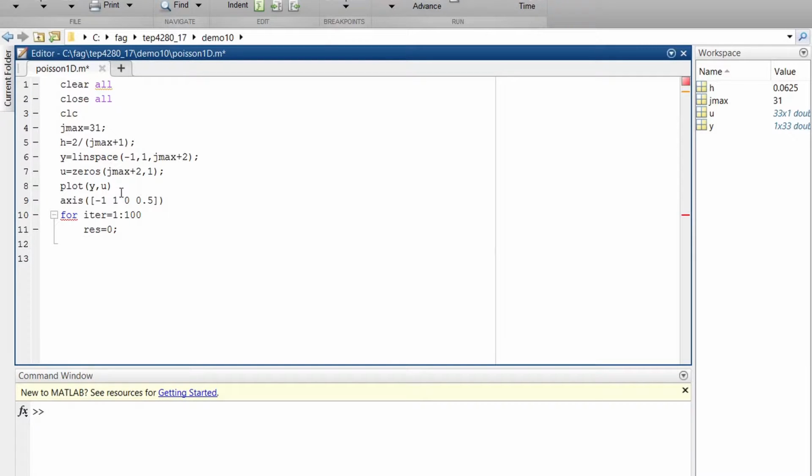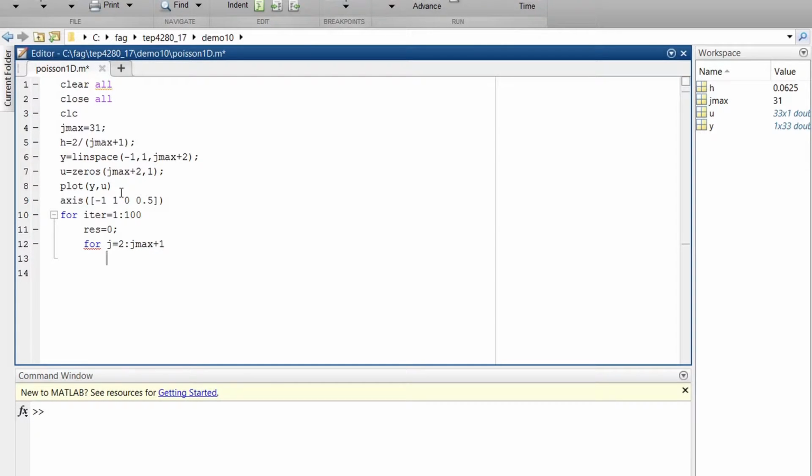Then the inner loop, start with number 2. Never number 1, here's the boundary. From 2 all the way up to j maximum plus only 1. Then we are within our computational domain.